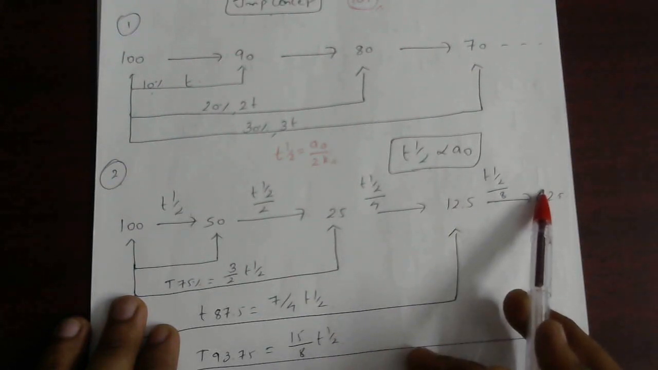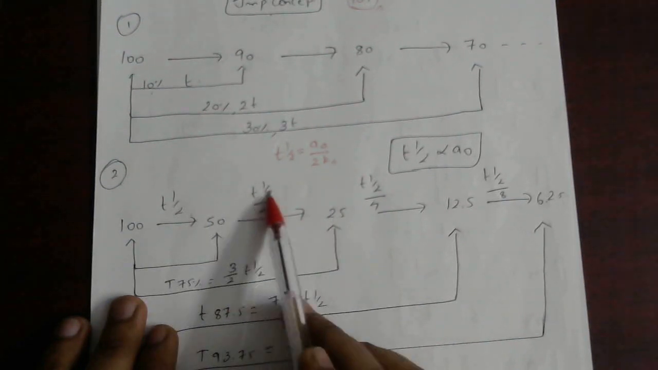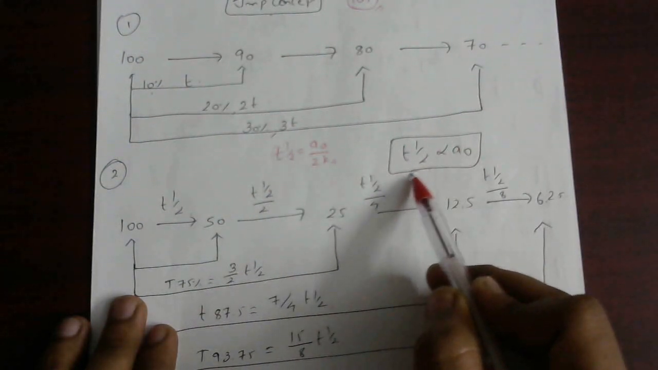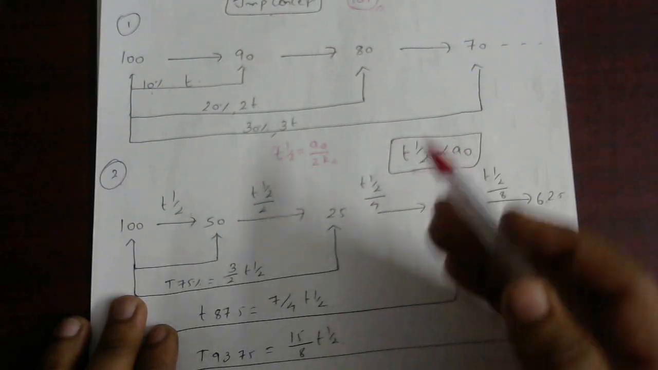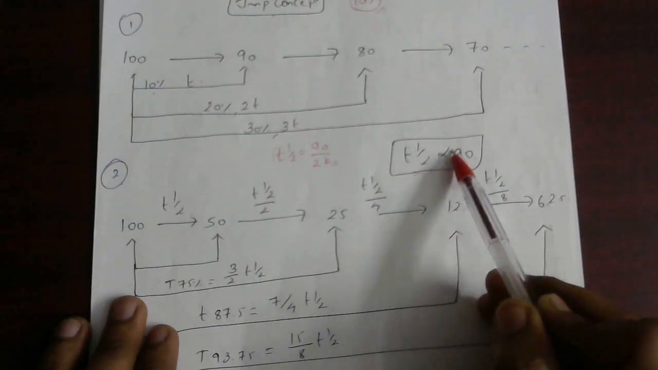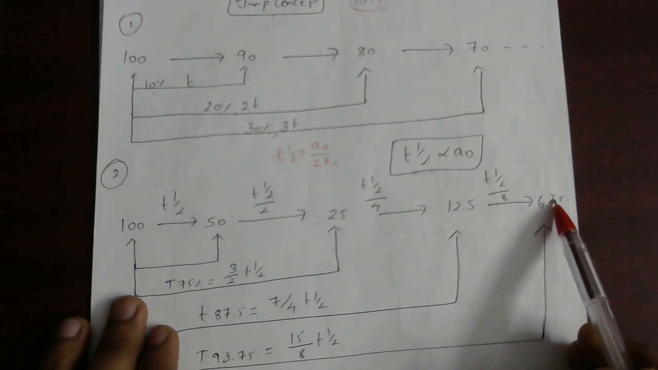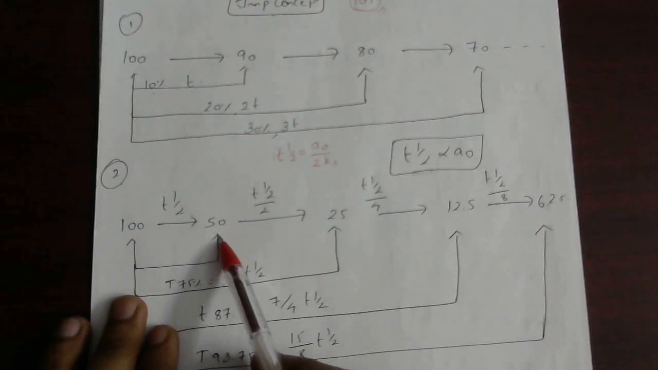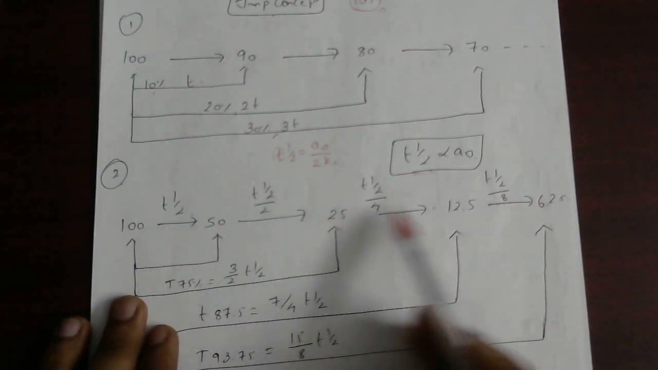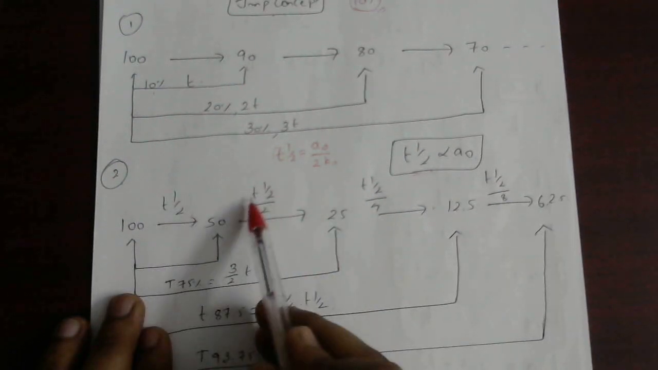Clear? So here 100 to 50 is t half, and 50 to 25 is t half divided by 2. Why? Because, as I have already written, t half is directly proportional to a naught. If a naught becomes half, then t half also becomes half. In all the cases I am dividing a naught by 2: 100 divided by 2 is 50, 50 divided by 2 is 25, 25 divided by 2 is 12.5. So t half also has to be divided by 2, because both are directly proportional.